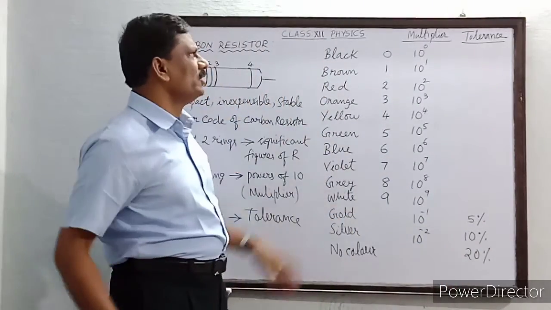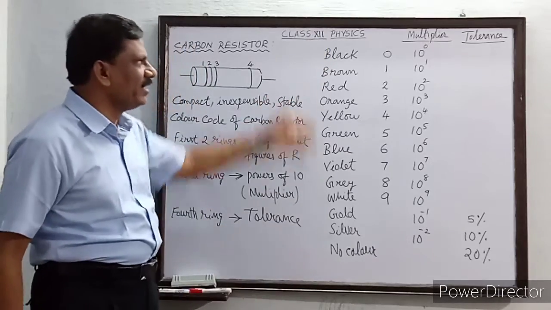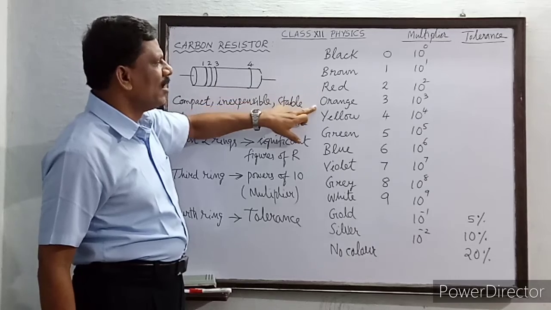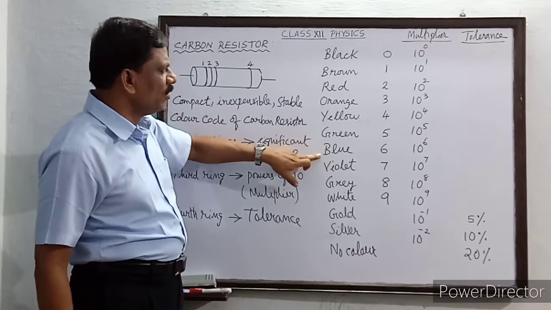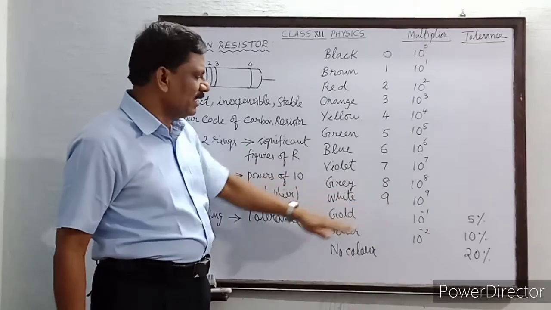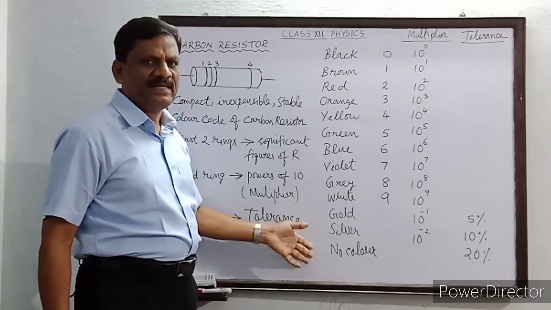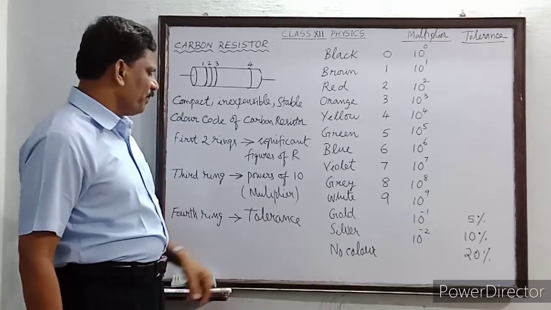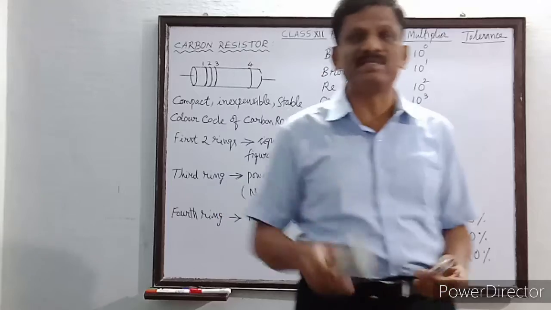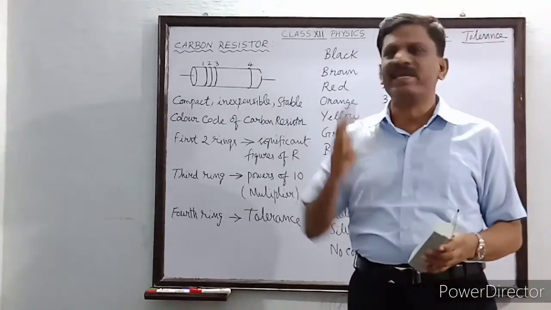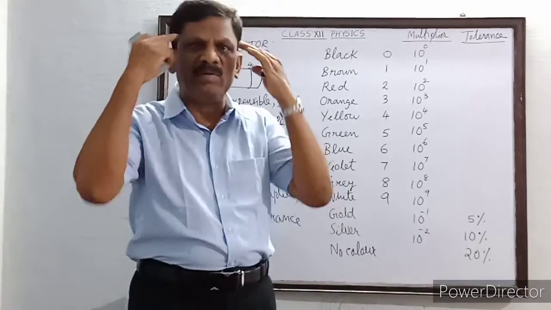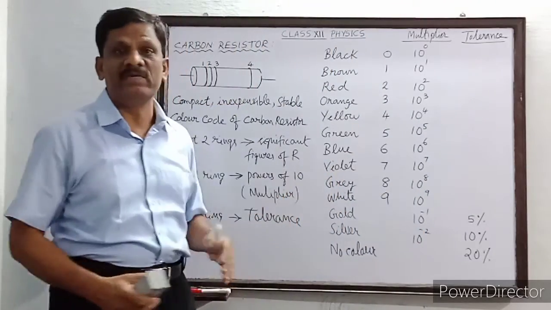Okay students, now have a flash reading of all the colors: black, brown, red, orange, yellow, green, blue, violet, grey, white. Up to this only are the colors. Afterwards there are gold and silver and no color. Now there is a shortcut to remember this sequence, because in the examination they will give some color rings and ask you to determine the value of the resistance. For that you have to remember which color is assigned which value.